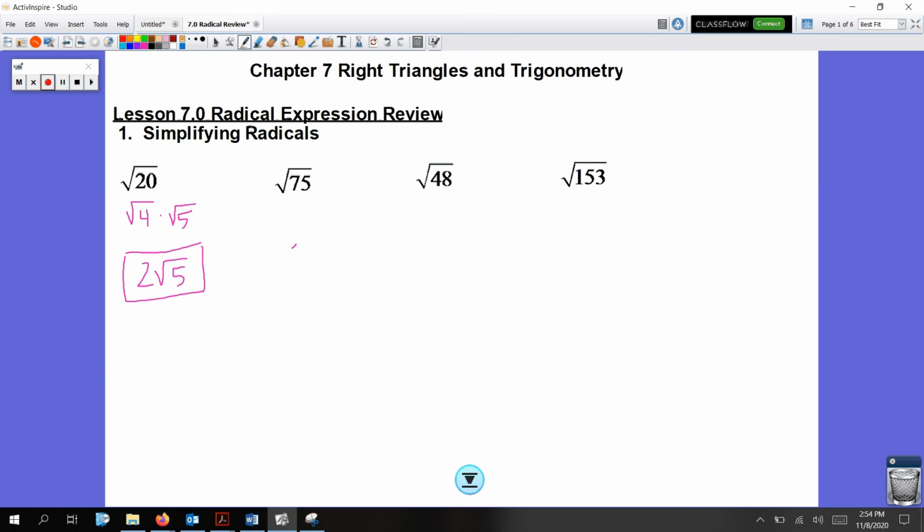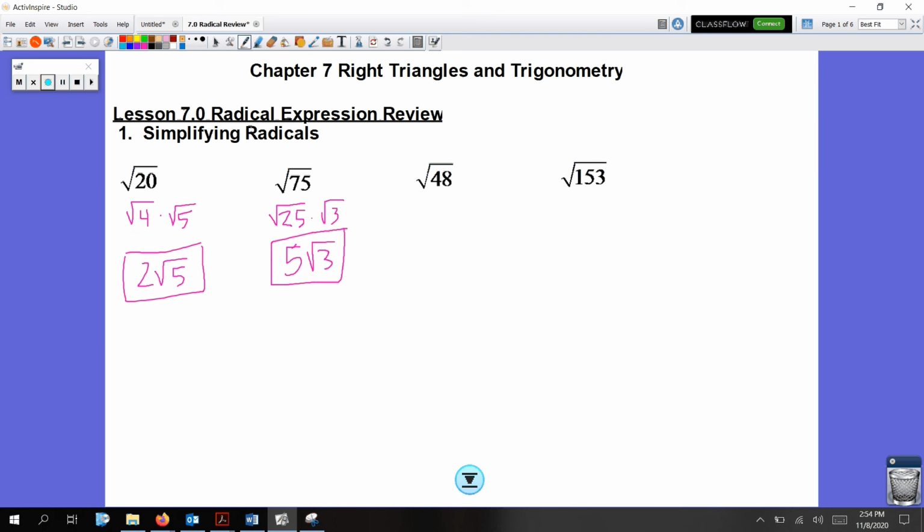If I look at 75, I know that 25 is in there. That's a perfect square. So the square root of 75 breaks down into the square root of 25 times the square root of 3. The square root of 25 is 5. And then the square root of 3 just remains square root of 3. It does not simplify.